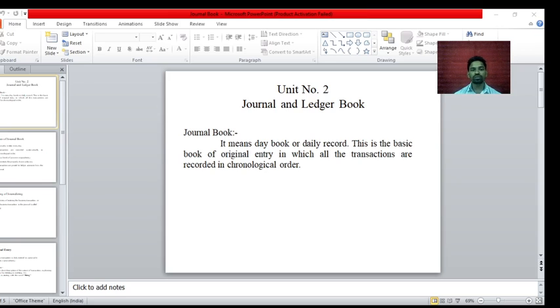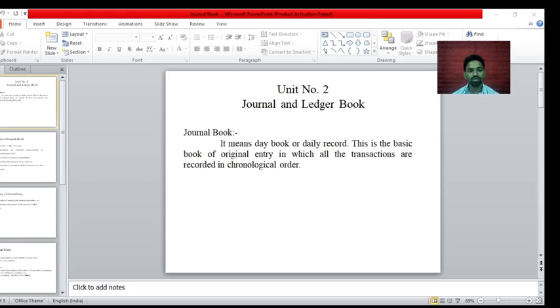Suppose Akshay started business with cash rupees 50,000. In this transaction only two accounts are affected, the capital account and the cash account. These only two accounts are affecting, that's why it is a simple journal entry.